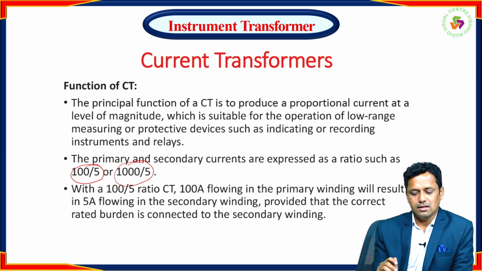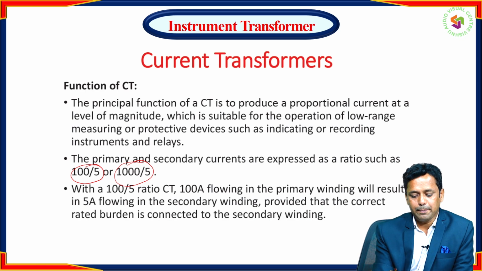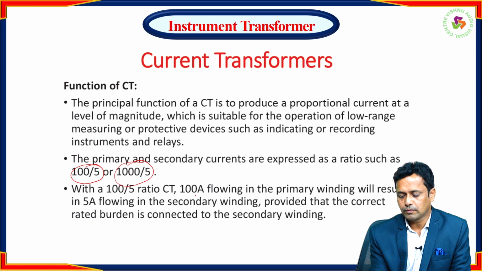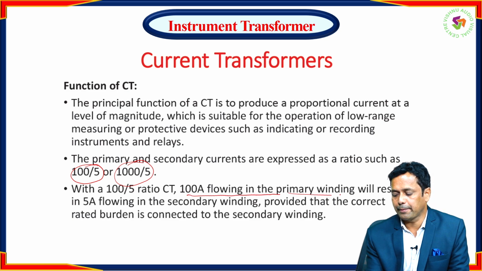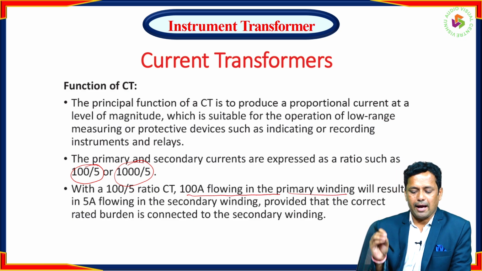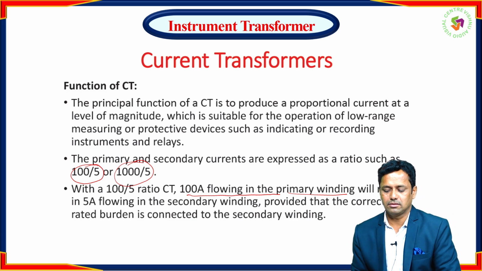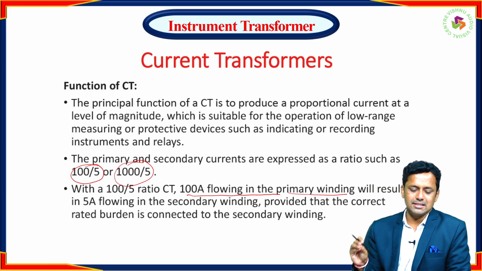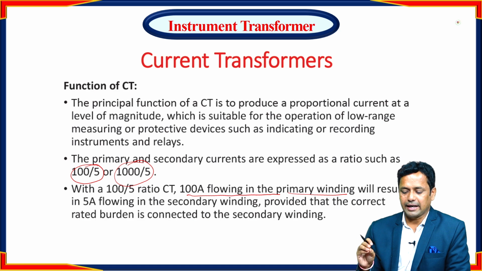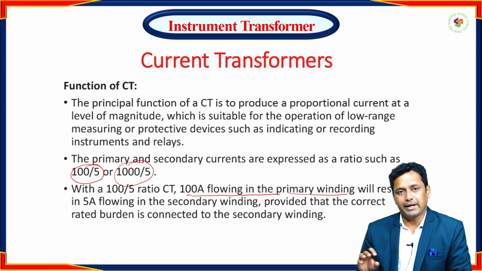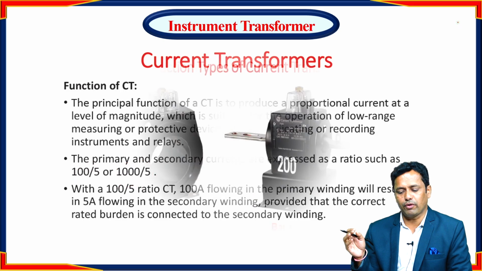So the 100 by 5 ratio is called a CT. 100 amps flowing through the primary winding will result in 5 amps flowing through the secondary winding, provided that the rated burden is connected to the secondary winding. So 5 amps is flowing through the secondary winding only.